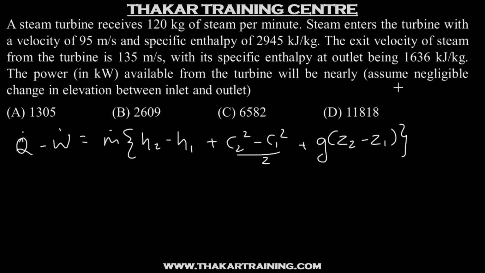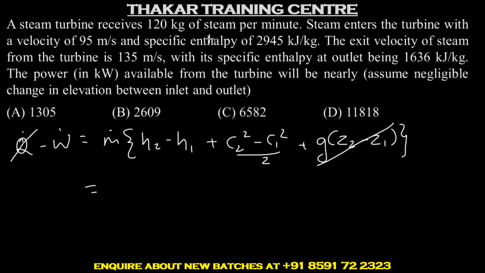Now the question says we have to assume negligible change in elevation between inlet and outlet. So this term will be 0. Further, nothing is mentioned regarding any heat loss or anything. So we'll assume the ideal case. So this Q dot term will also be 0. So substituting the values now, M dot is 120 kg per minute. So this will be 120 by 60 in kg per second into H2 minus H1.